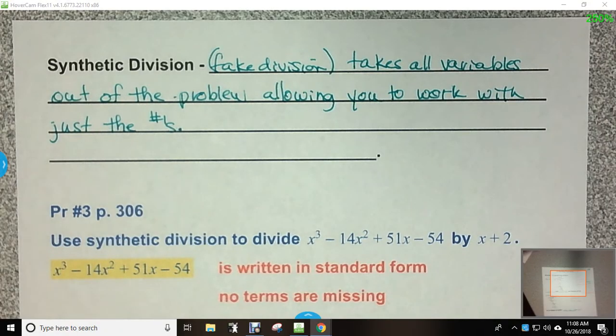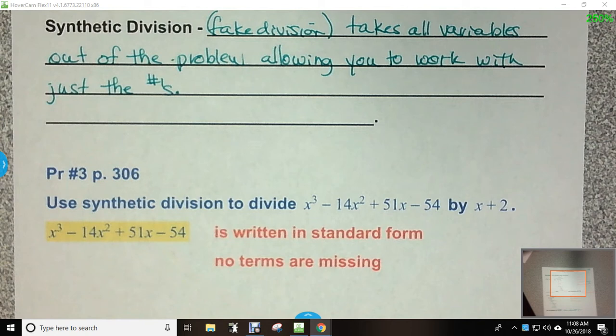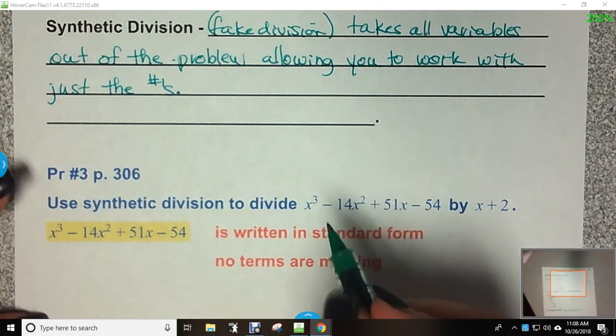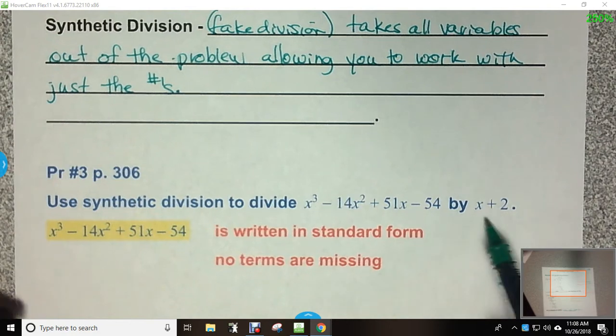Alright, so guys, synthetic division. It is fake division. Takes all the variables out of the problem, allowing you to work just with the numbers. So, for this first problem here, we're going to use synthetic division to divide x cubed minus 14x squared plus 51x minus 54. We're going to divide that by x plus 2.